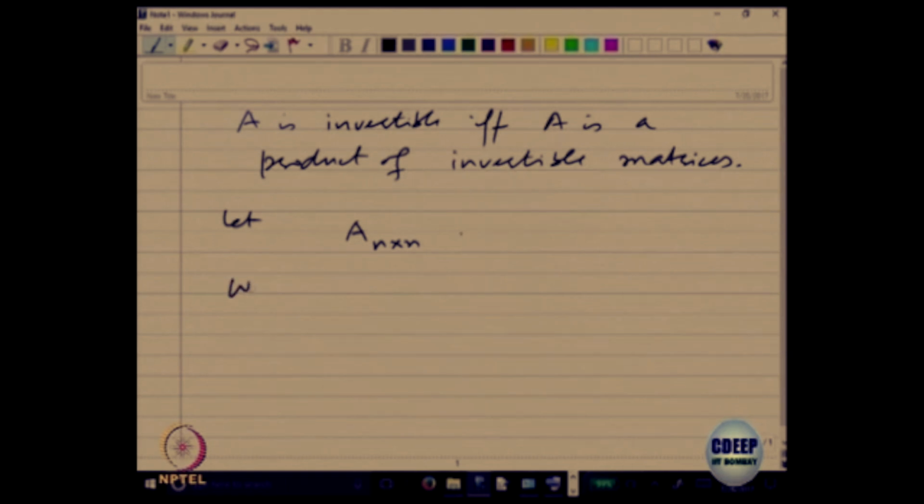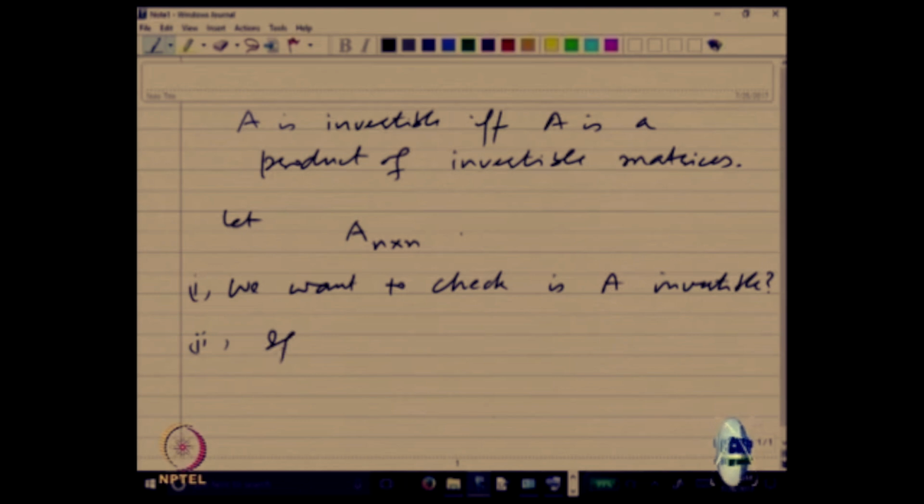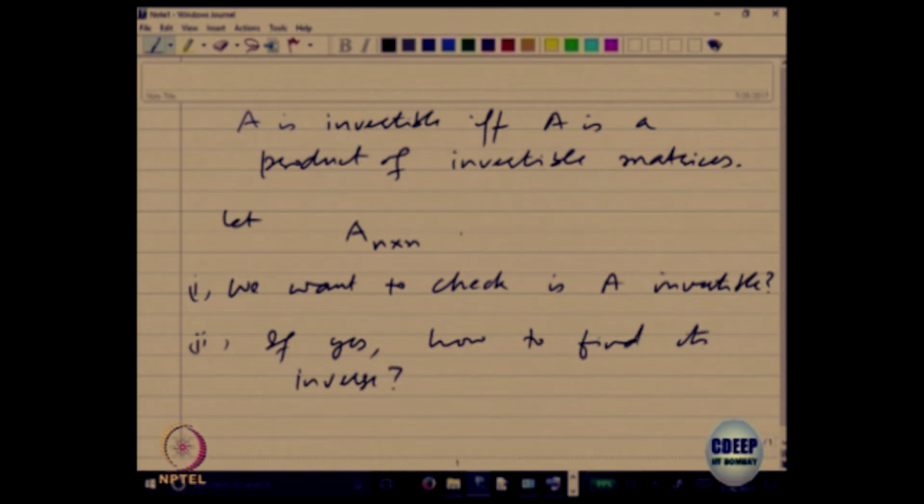So what we want to do is check: is A invertible? That is one question we want to answer. And second, if yes, how to find its inverse. So given a matrix A, we want to check whether it is invertible or not, and whether we can find out the inverse of that or not.